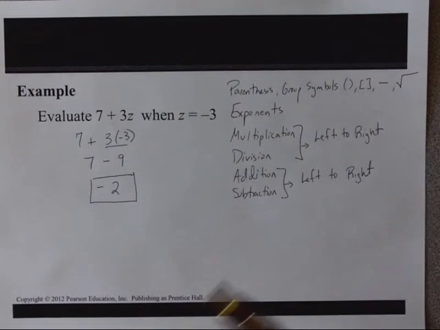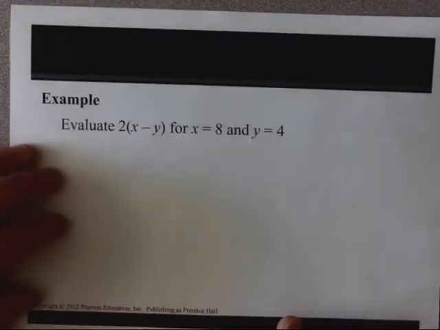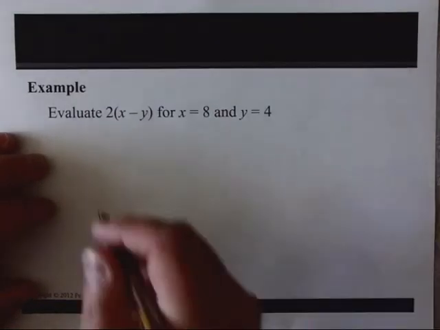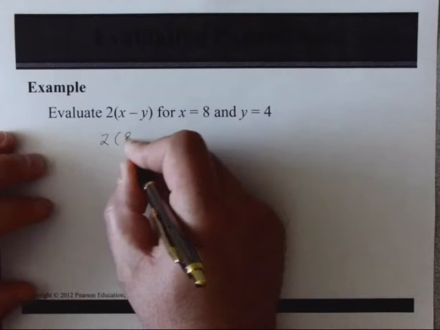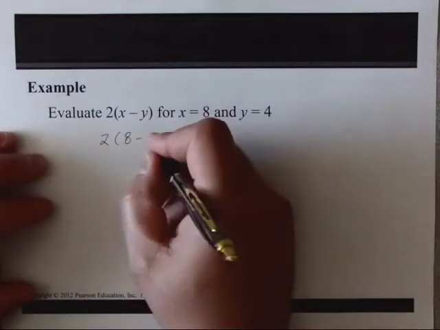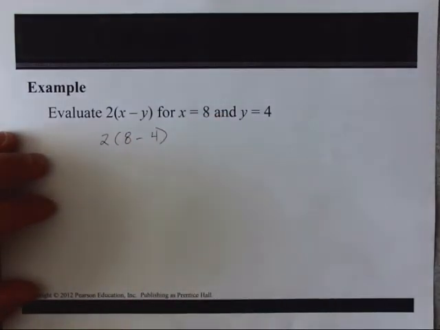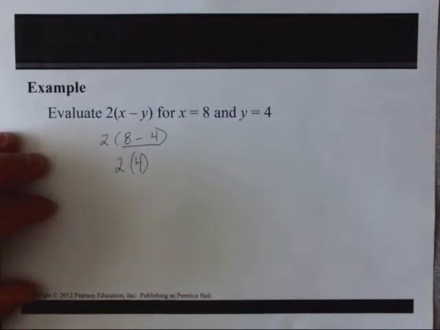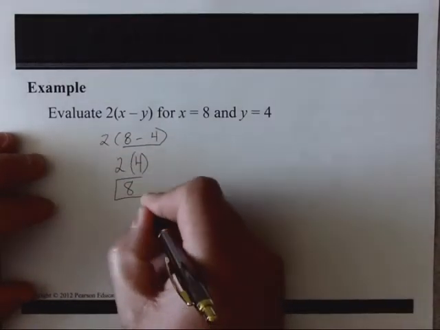So the expression would be equal to negative 2 if z was equal to negative 3. Okay. Let's look at another one here. So 2 times x minus y for x equals 8, y equals 4. So we substitute 8 in for x, 4 in for y, and then we want to simplify, so we follow order of operations, do the parentheses first, then multiply to get 8.